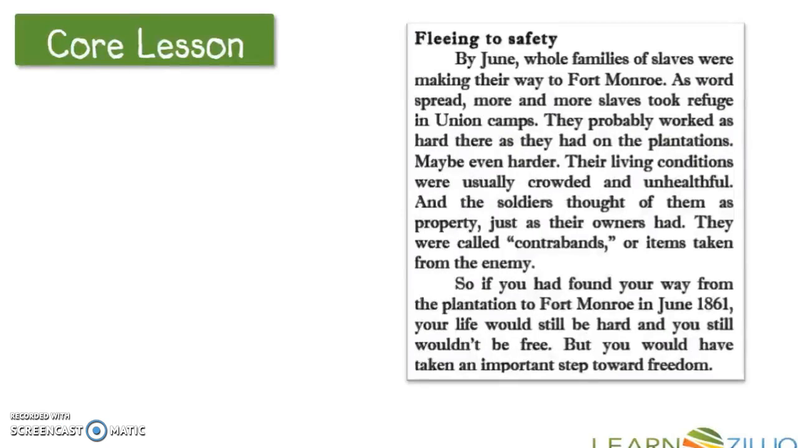Fleeing to safety. By June, whole families of slaves were making their way to Fort Monroe. As word spread, more and more slaves took refuge in Union camps. They probably worked as hard there as they had on the plantations, maybe even harder. Their living conditions were usually crowded and unhealthful, and the soldiers thought of them as property, just as their owners had. They were called contrabands, or items taken from the enemy. So if you had found your way from the plantation to Fort Monroe in June 1861, your life would still be hard, and you still wouldn't be free. But you would have taken an important step toward freedom.